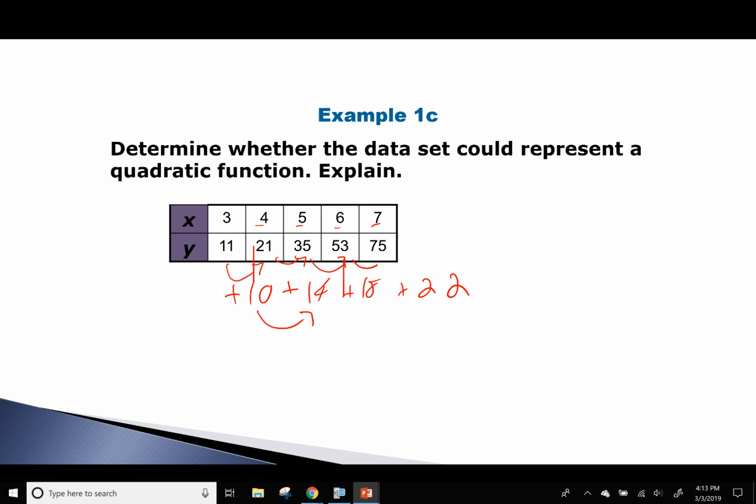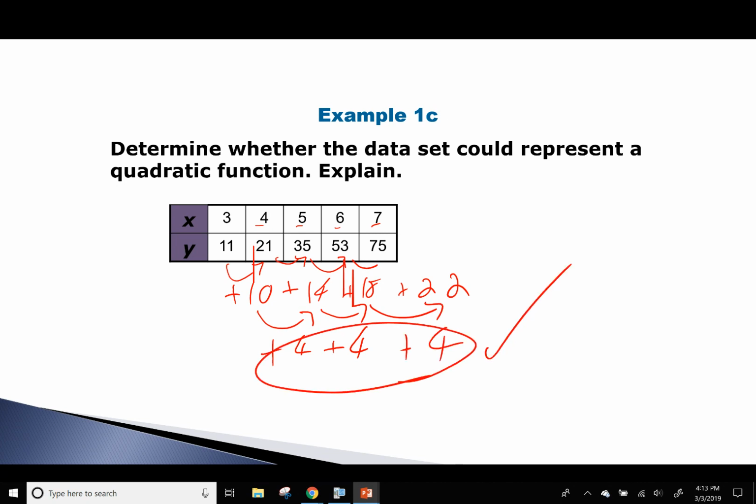Now let's check the differences between those. 10 to 14 is plus 4. 14 to 18 is plus 4. 18 to 22 is plus 4. So since they're all plus 4, the second differences are constant, and that tells us that this is indeed quadratic.